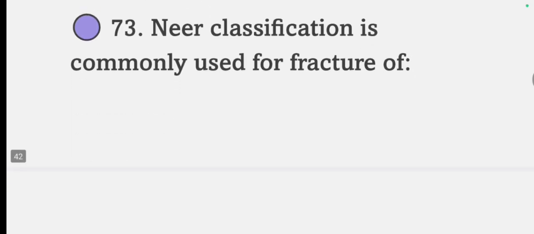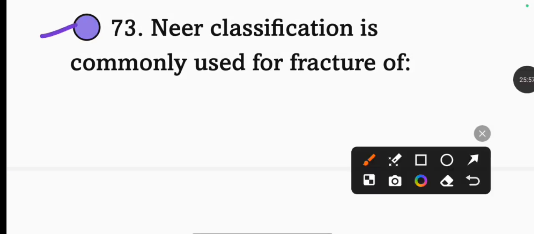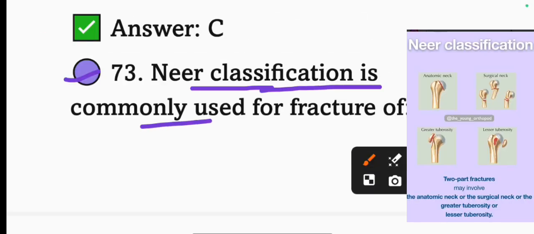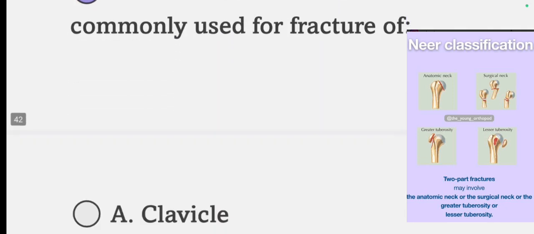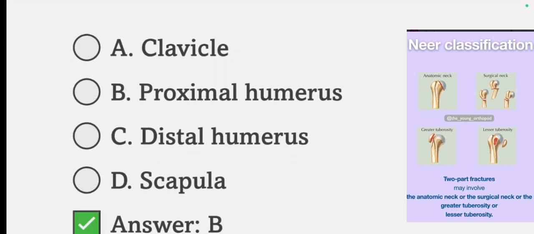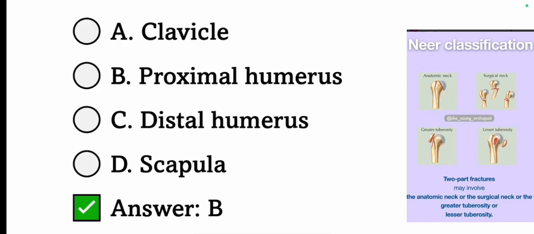Now come to question 73, which is very important: Neer classification. Neer classification is commonly used for fractures of. It is commonly used in proximal humerus fractures, such as surgical neck, greater tuberosity, and lesser tuberosity. So the option given, B option, is the correct option: proximal humerus.